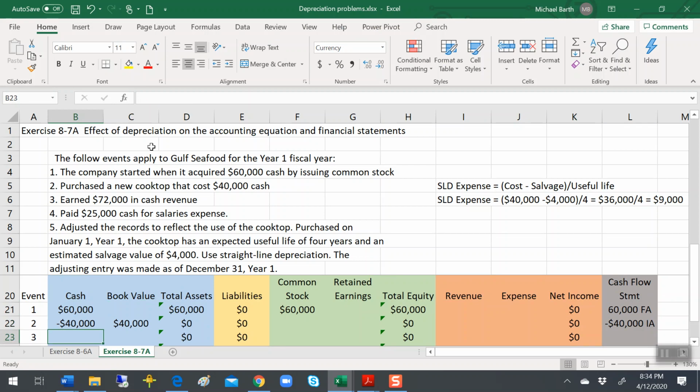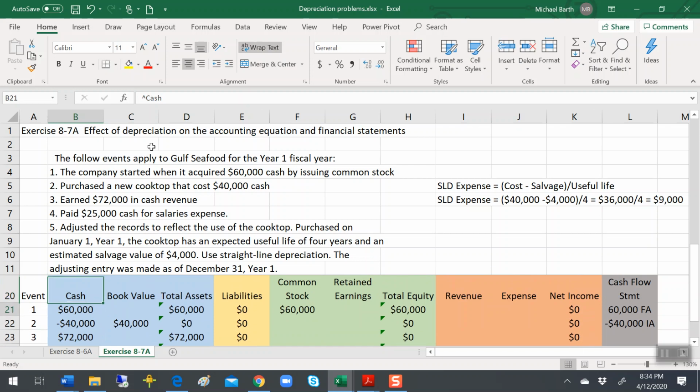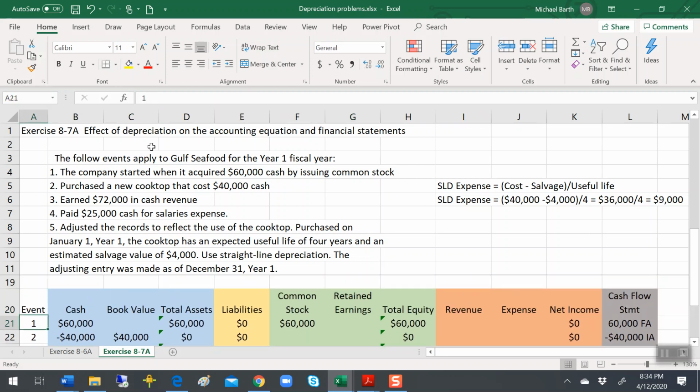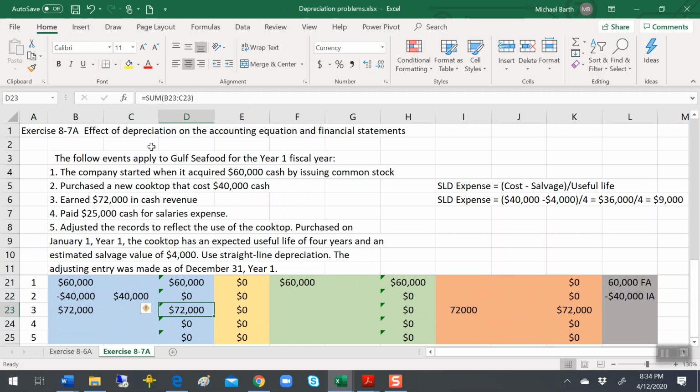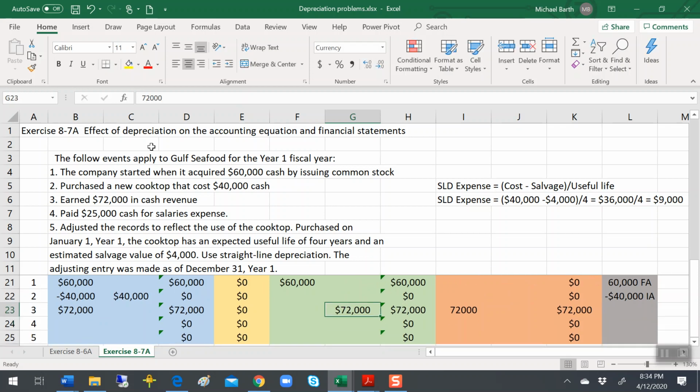They earned $72,000 in cash revenue. Okay. Revenue went up by $72,000. Yahoo. That's because revenue went up by 72,000. And we're not recording the expense so far. Okay, I've got to get my balance sheet to balance because the assets are up 72,000. So right now, that would mean that I am retaining earnings because I haven't recognized the expense yet. Okay, and yeah, that's an operating activity.